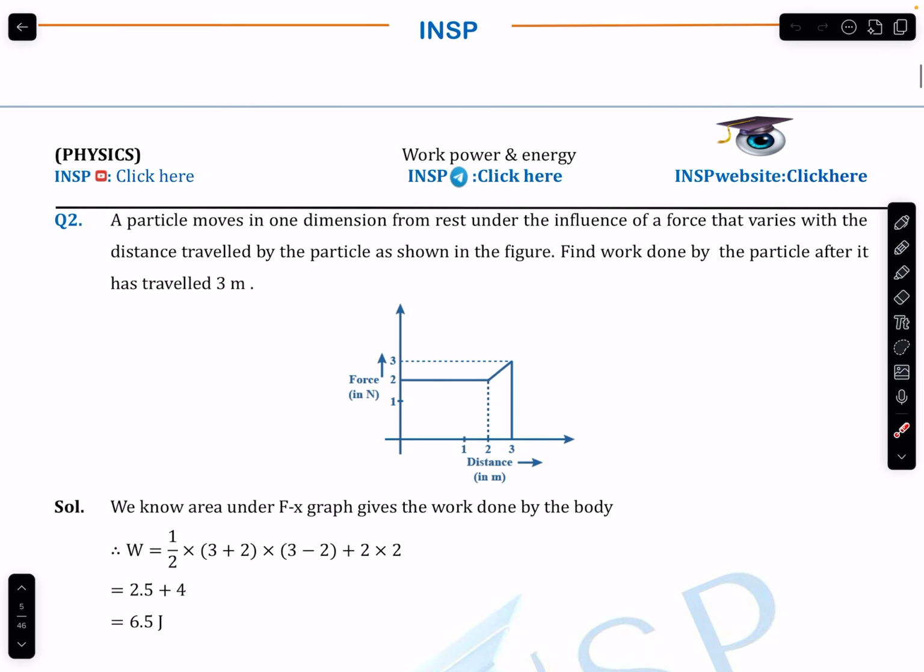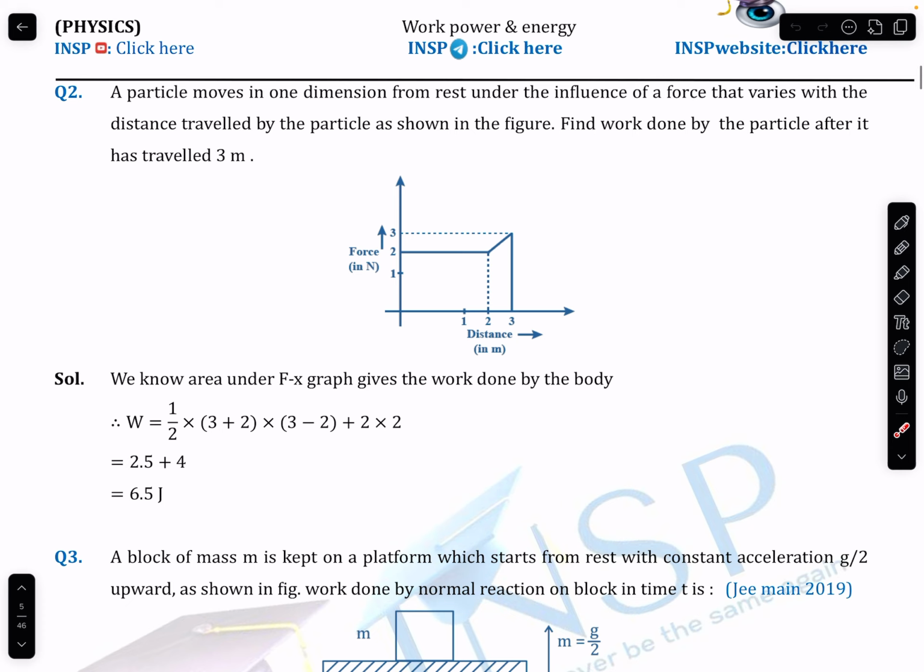Then another question we can take: a particle moves in one dimension from rest under the influence of a force that varies with the distance traveled, as shown in the figure, and we need the work done by the particle after it has traveled 3 meters. So simply we need to find the area inside this curve, right? We can break this into two parts: one is this rectangle, and one is this trapezium. So when you do that, this is very simple.